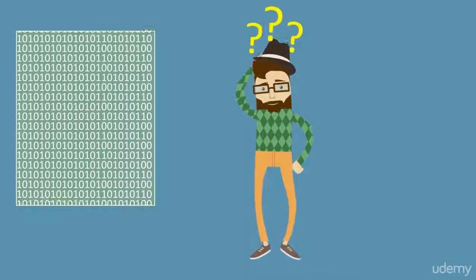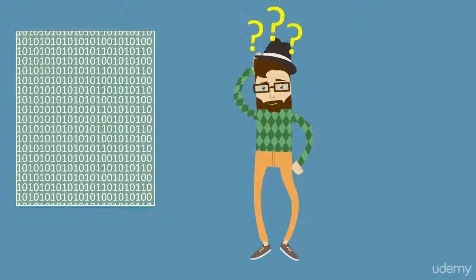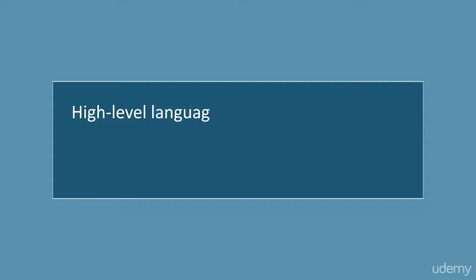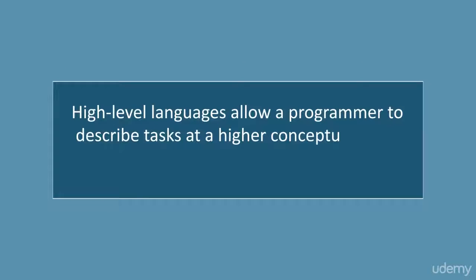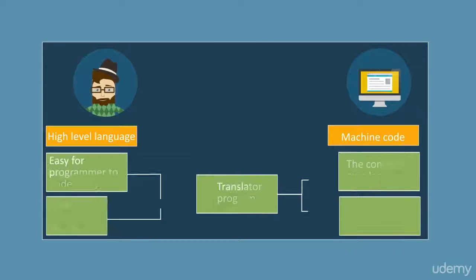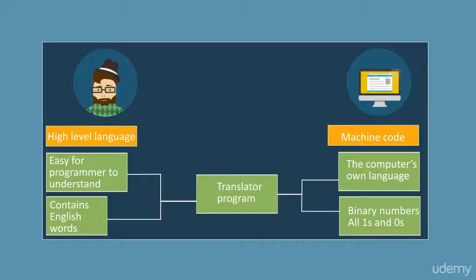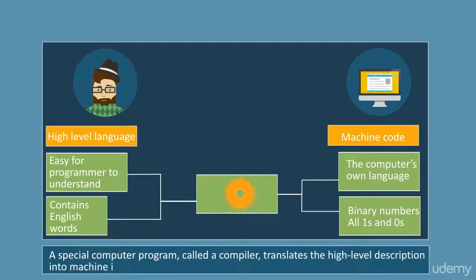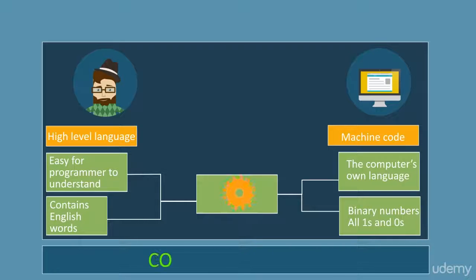Because machine instructions are encoded as numbers, it is difficult to write programs in machine code. High-level languages allow a programmer to describe tasks at a higher conceptual level than machine code. In these languages, the programmer expresses the idea behind the task that needs to be performed in a language closer to the human language. A special computer program called a compiler translates the high-level description into machine instructions for a particular CPU. Some popular high-level languages are COBOL, C, C++, Java, C#.